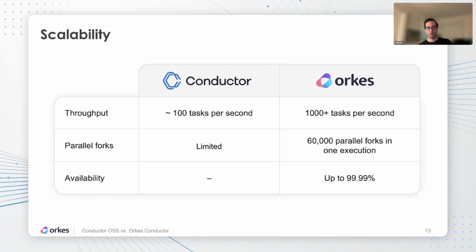We talk about scalability. This one's pretty straightforward. Conductor OSS can have about 100 tasks per second of throughput, with Orkes Conductor having over 1,000 tasks per second of throughput. Parallel forks on Conductor OSS are quite limited. Orkes Conductor can sustain 60,000 plus parallel forks in one execution. It can actually go much higher than that if that's what your application calls for. And in terms of availability, we've got up to 4 nines of SLA availability on the Orkes Conductor side, as opposed to not really any sort of finite number with Conductor OSS being open source in nature.